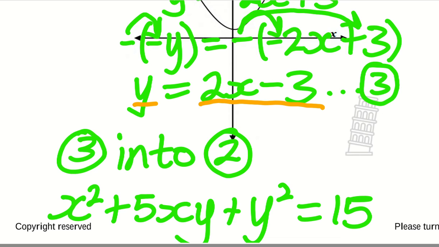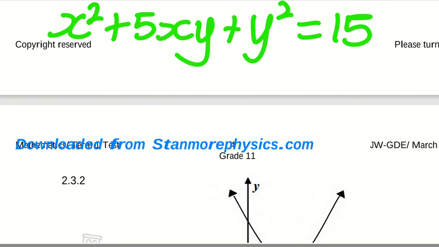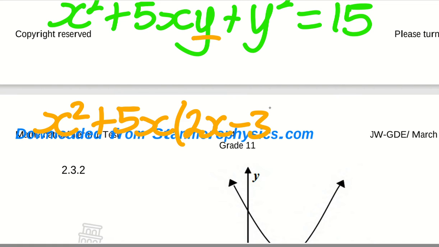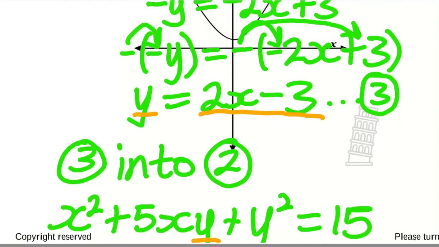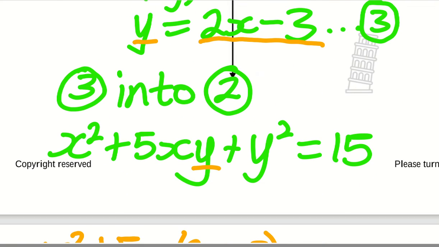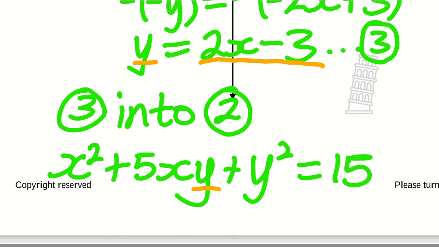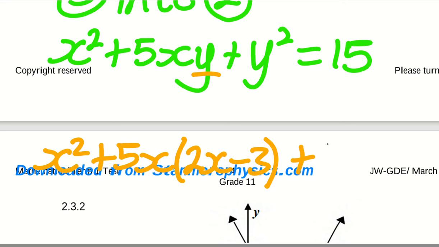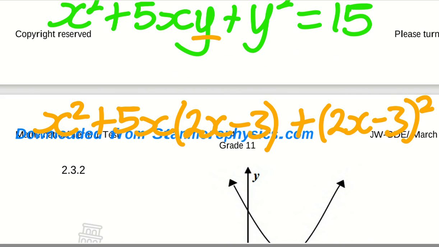So basically it means in the place of y I can just write 2x minus 3 because they are equal. So if I have x squared like this, plus 5x, then in the place of y here I put 2x minus 3, right? Yeah, I put 2x minus 3. Why? Because y is equal to 2x minus 3. So whether in the place of y I put 2x minus 3, it's the same as putting y, as they are equal. You understand? So I say plus, then we have another y here for y squared. So it means it's going to be 2x minus 3 squared, right? Then we have equal to 15.